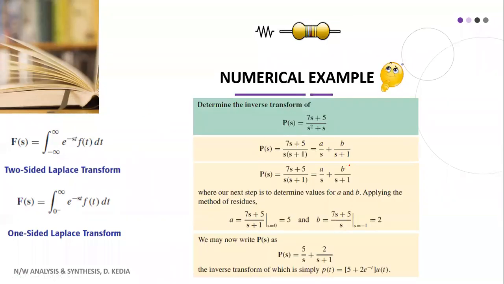So this is an example. Okay, so this is our F(s). Here it is represented as P(s), which is (7s + 5) divided by (s square + s). So this is your numerator and this is your denominator. First thing we have to check is whether the degree of the numerator is less than the denominator. It is true, so we need not worry about it.